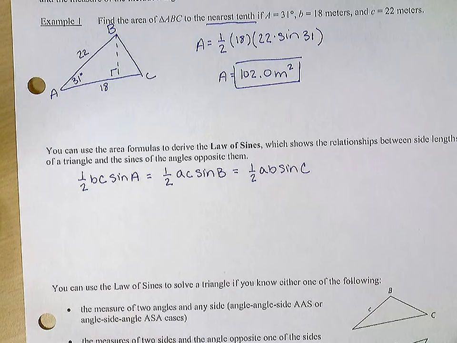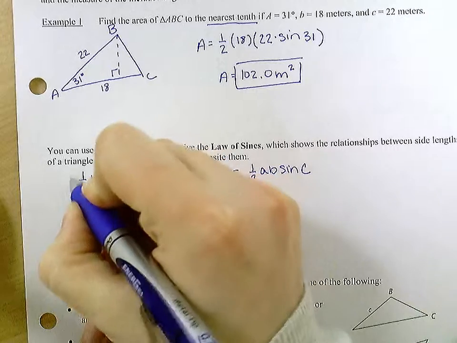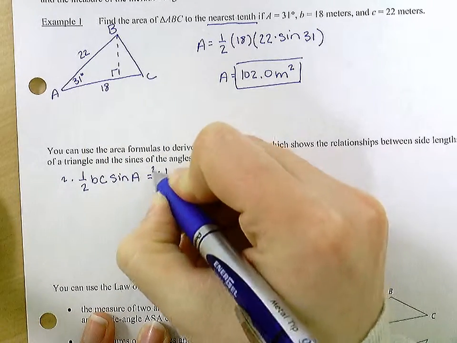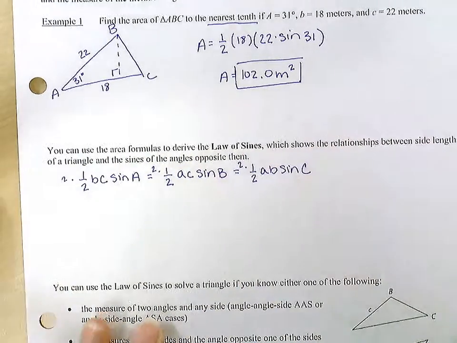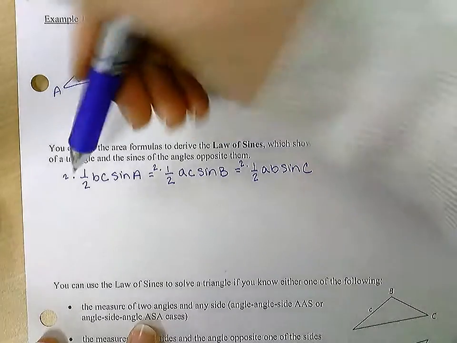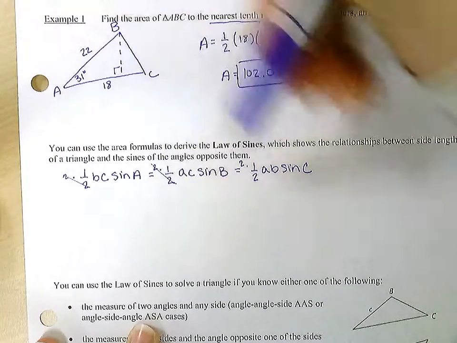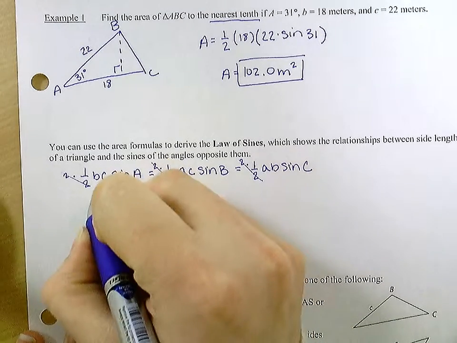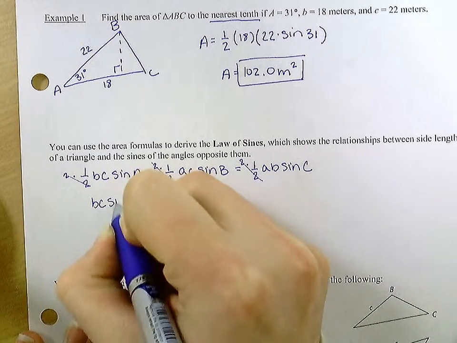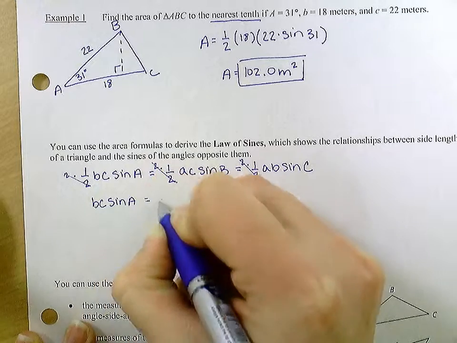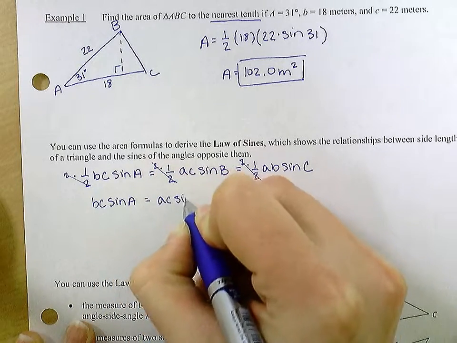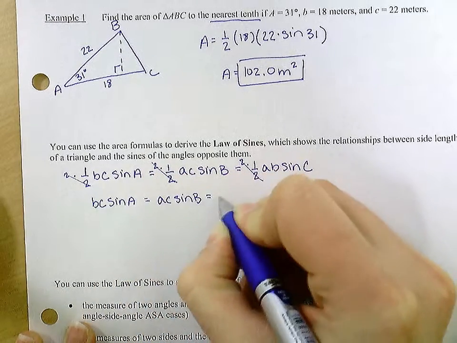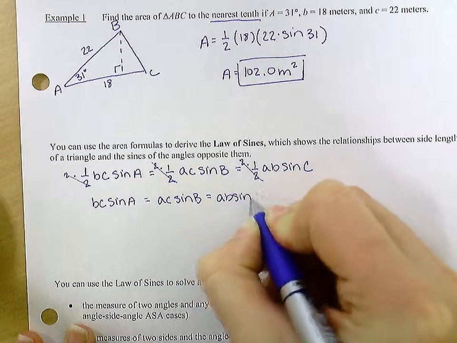So to derive the law of sines from this, what I would do is multiply each of these by 2. Okay, what that does is cancel out each of my denominators there for those 1/2. So I'm left with BC sine of A equals AC sine of B, which equals AB sine of C.